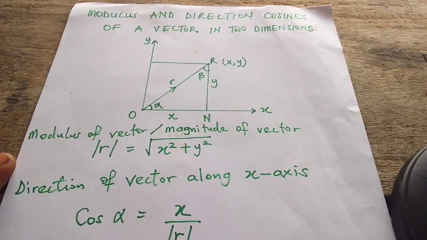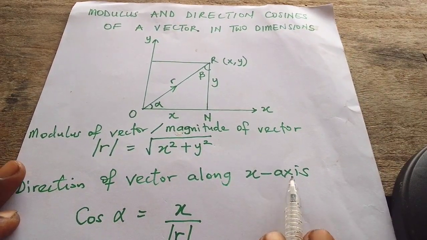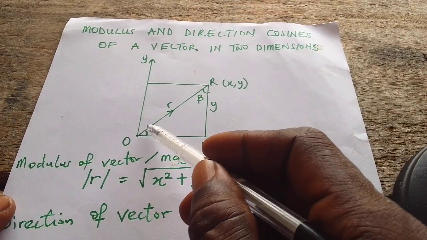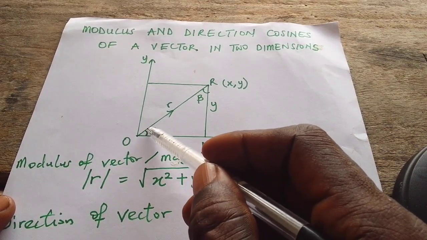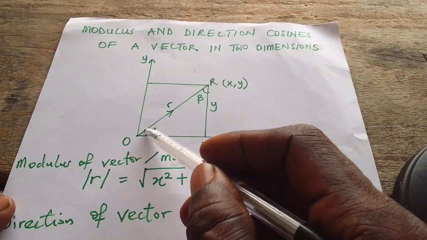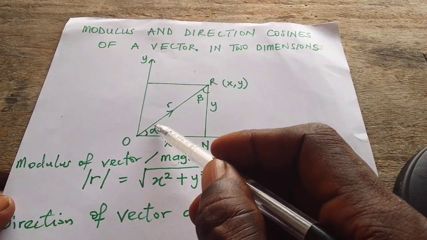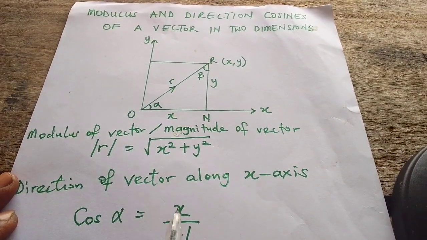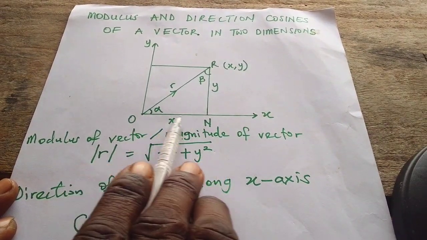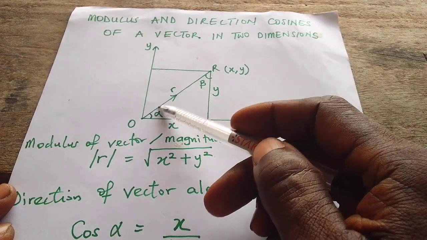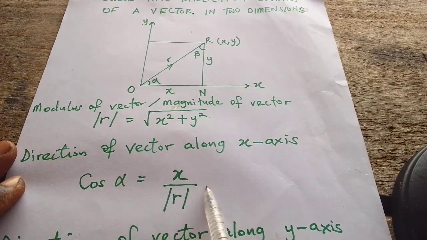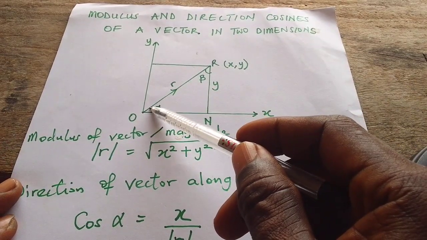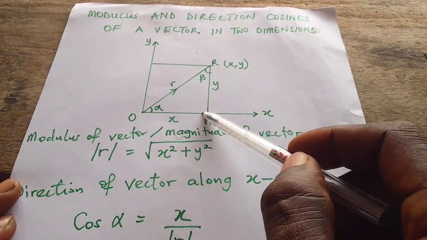So the direction of a vector along the x component. This angle here is the direction of the vector along the x component. So along the x axis, it means along the x axis. The value of the angle here is taken to be alpha. So to look for this angle, you say this x component divided by the modulus of the vector, that is x over the modulus of the vector, to get the angle the vector will make with the horizontal axis.